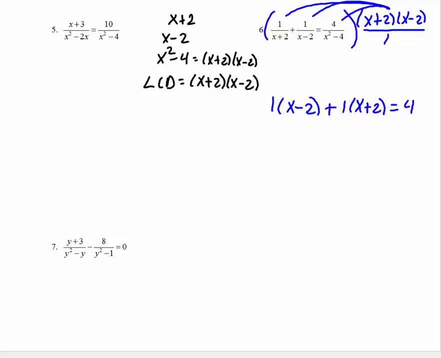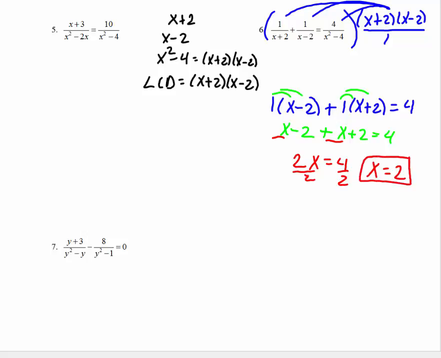So let's go ahead and distribute the 1. Doesn't change anything, so I get x minus 2. Distribute the 1. Again, I get plus x plus 2 as well, still equaling 4. I'll combine like terms. X and x give me a 2x. Negative 2 plus 2 cancel out, and I get 2x equaling 4. Divide by 2 on both sides to get x by itself, and x is going to equal 2.